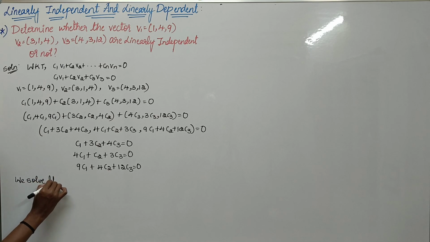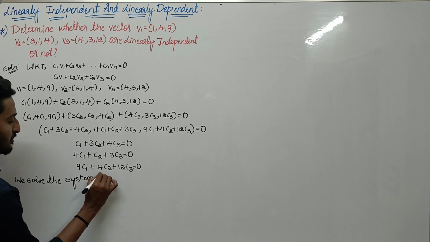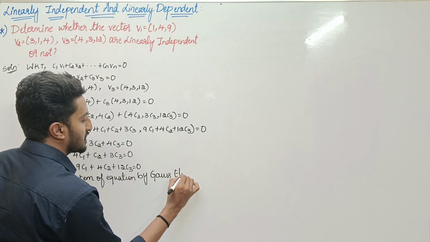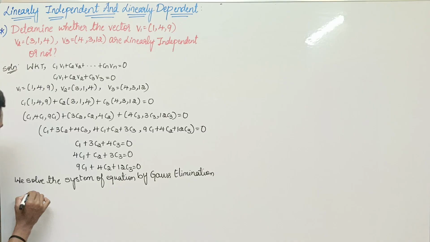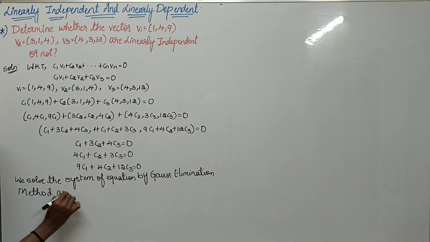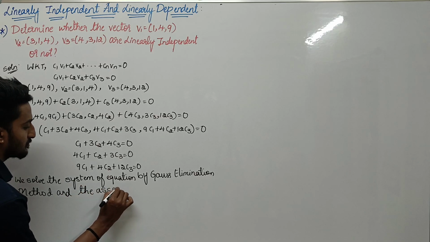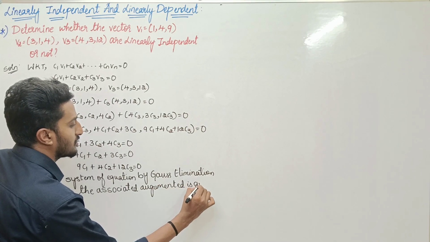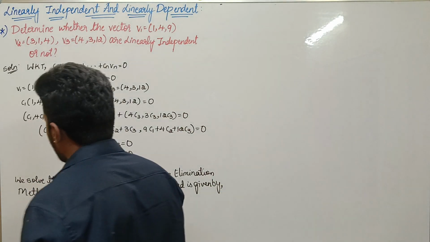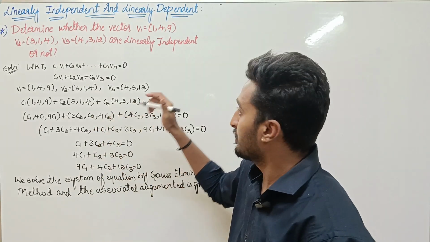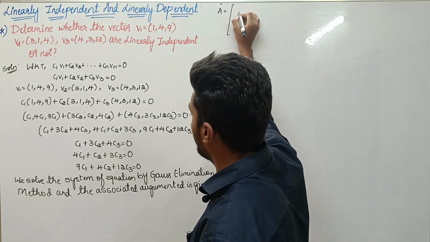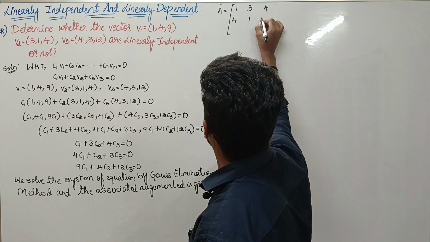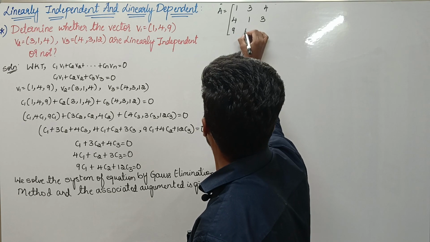We solve the system of equations by the Gauss elimination method, and the associated augmented matrix is given by the following. Since the right-hand side is 0, let us consider only the left-hand side with the coefficients, that is matrix A, which is equal to 1 3 4, next 4 1 3, next 9 4 12.